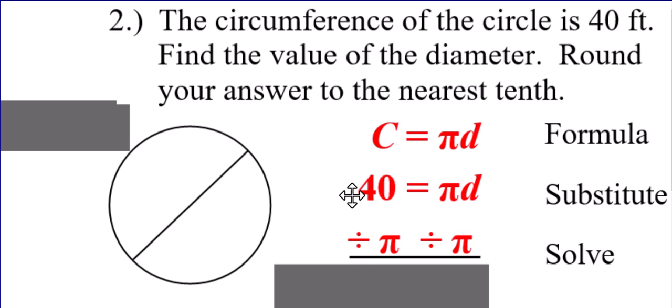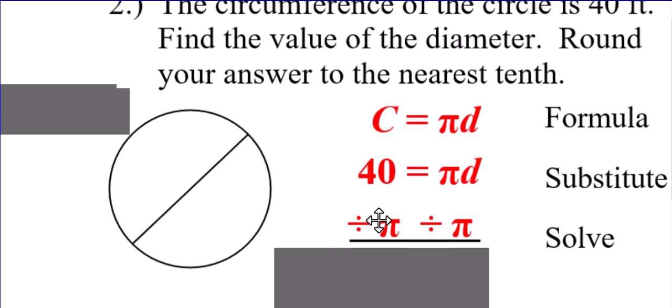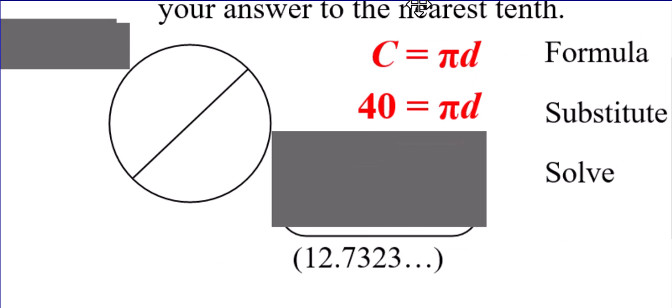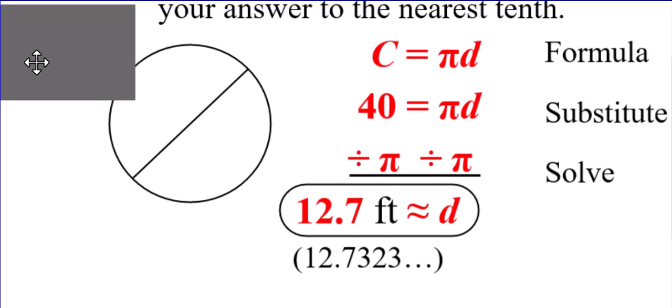In your calculator, take 40 divided by, and hit your pi key after you hit divide, and you're going to get this ugly decimal. Since the directions told us to round to the nearest tenth, is 3/100ths big enough to make the 7 round up? I don't think so. So go ahead and write this down. This is going to be 12.7.